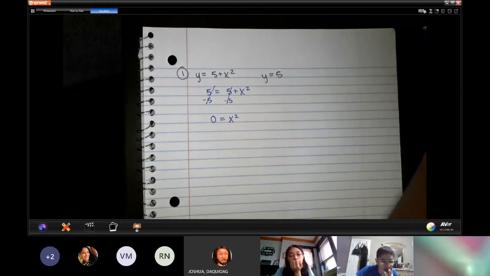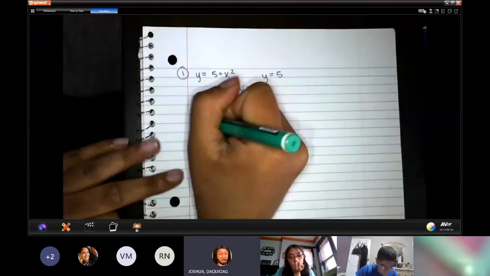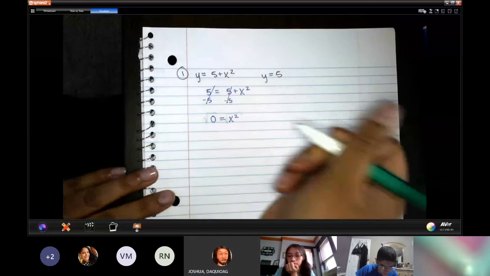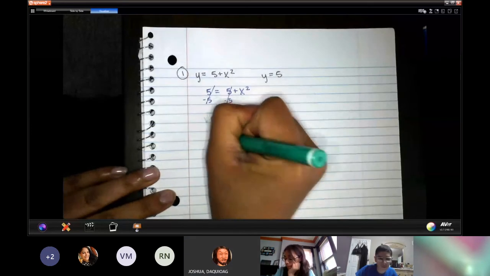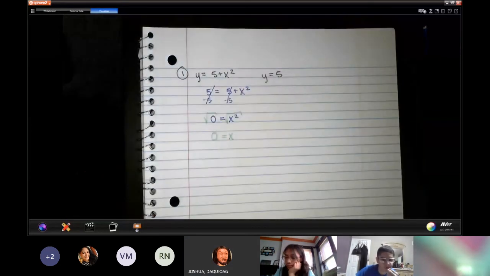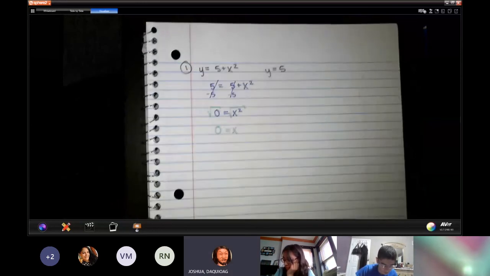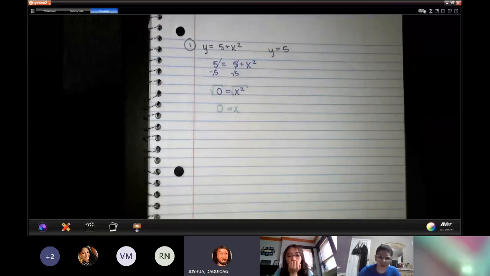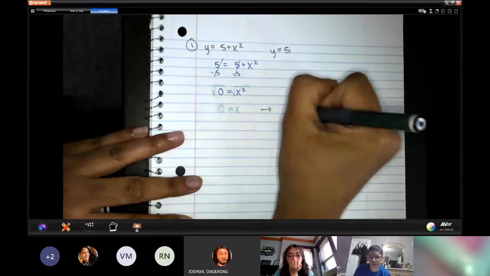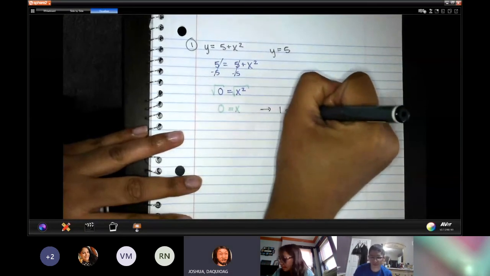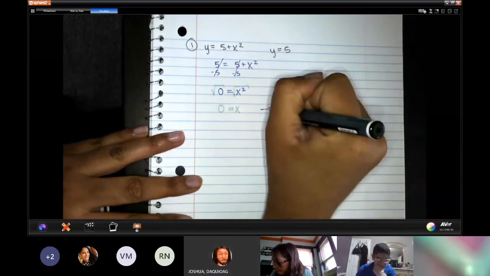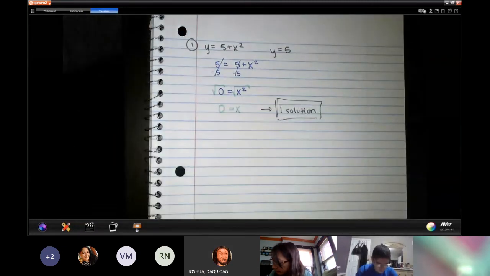Very good. All right, so when we square root both sides, a plus minus doesn't really mean anything when it's a 0, right? So we're just left with 0, right? All right, so then how many solutions does that have? 1. Exactly, 1 solution. Make sense? All right, that would be your answer for that one.